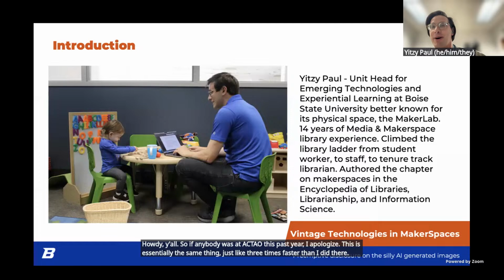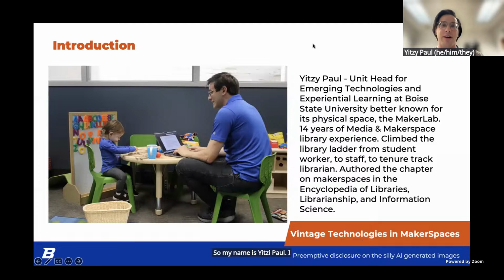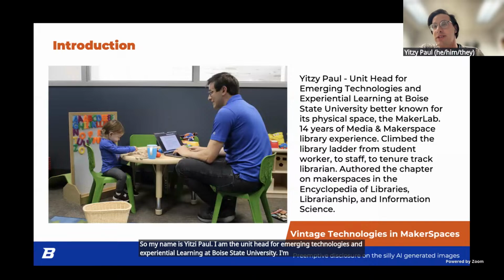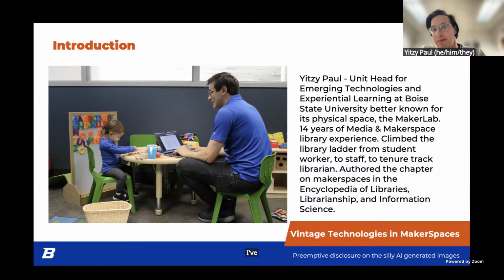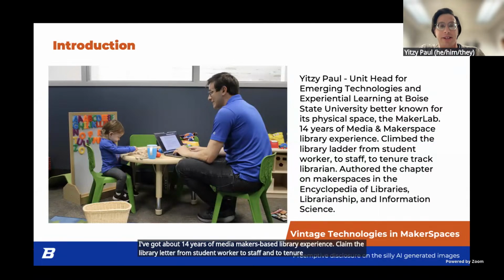My name is Yitzi Paul. I am the unit head for emerging technologies and experiential learning at Boise State University. I'm better known for its physical space, the Maker Lab, on the first floor of the library. I've got about 14 years of media makerspace library experience. I climbed the library ladder from student worker to staff to tenure track librarian, and I recently authored a chapter in Elsevier's Encyclopedia of Libraries, Librarianship, and Information Science.